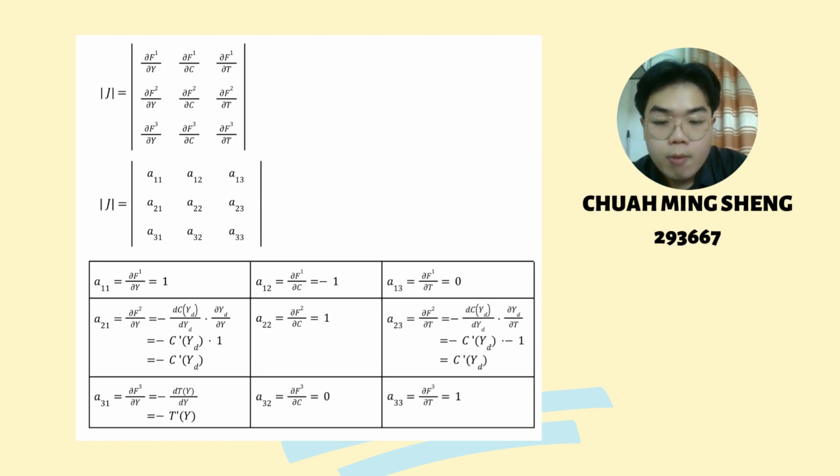And A23, we also use the chain rule to find the partial derivative of F2 with respect to T, and we get C'(Yd). At A31, the partial derivative of F3 with respect to Y, we get -T'(Y). At A32, the partial derivative of F3 with respect to C is equal to 0. At A33, the partial derivative of F3 with respect to T is equal to 1.